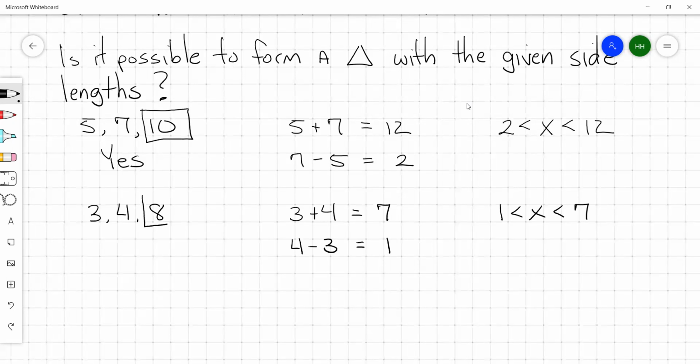Well, is 8 between 1 and 7? So do these three sides form a triangle? No, they don't form a triangle.